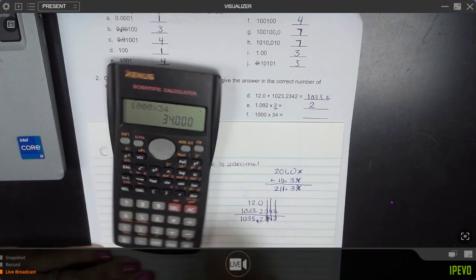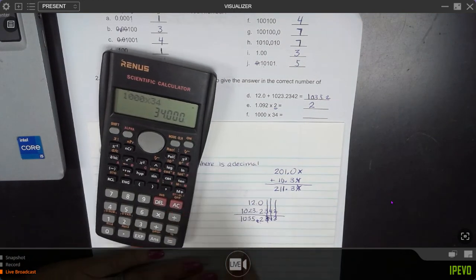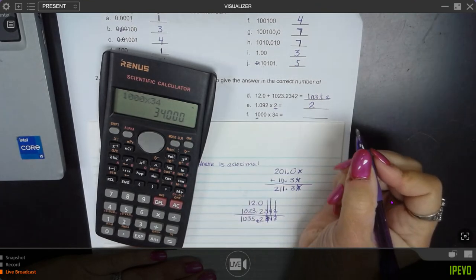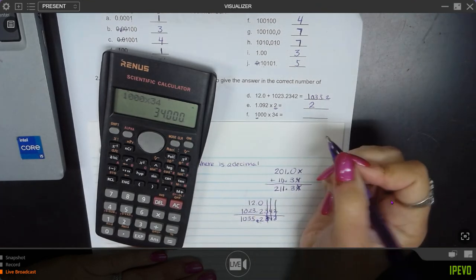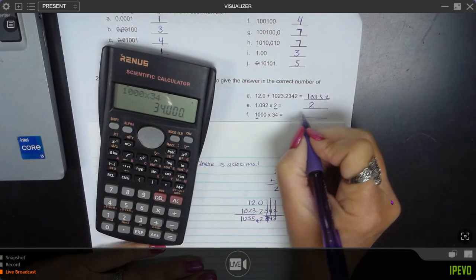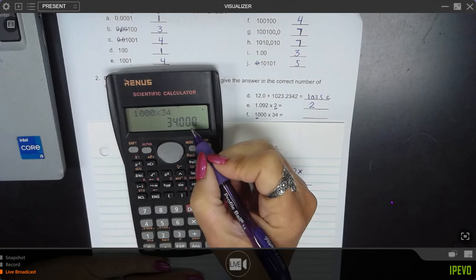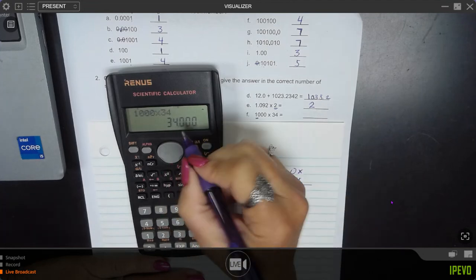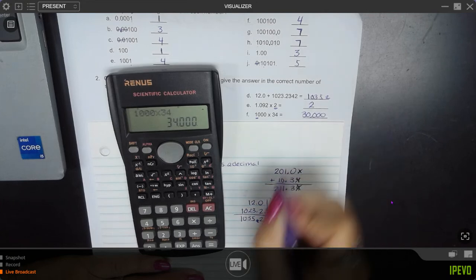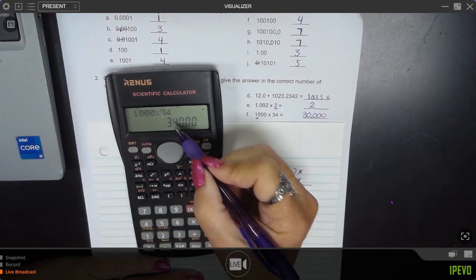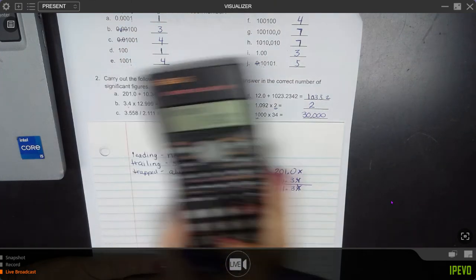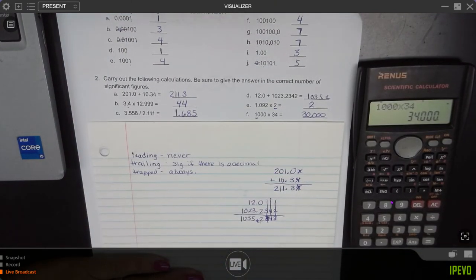Okay, I get 34,000 as my answer, but I can only have one significant figure because 1,000, those are trailing zeros, no decimal. So my answer here, I'm going to round down, okay? So my answer is going to be 30,000, okay? Because a zero, that's not going to round up. The 4 can't be significant. So 30,000 is going to be my answer.